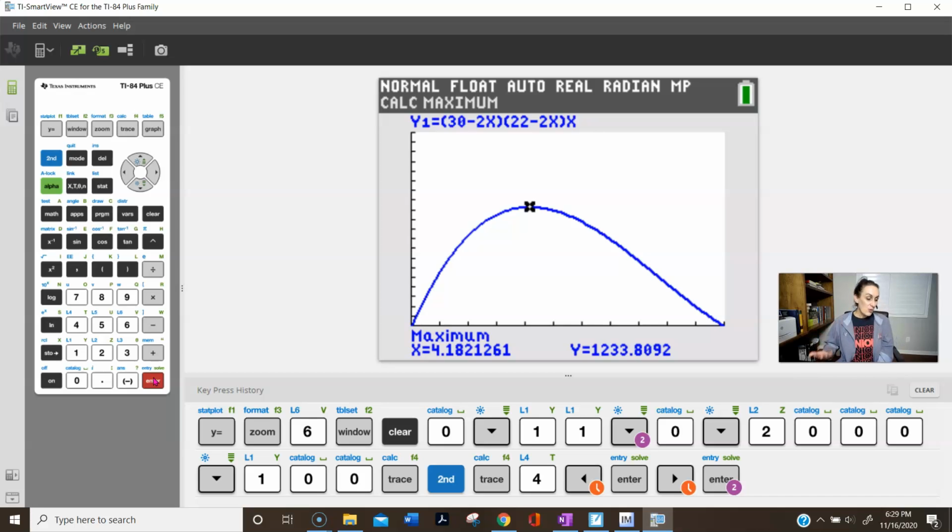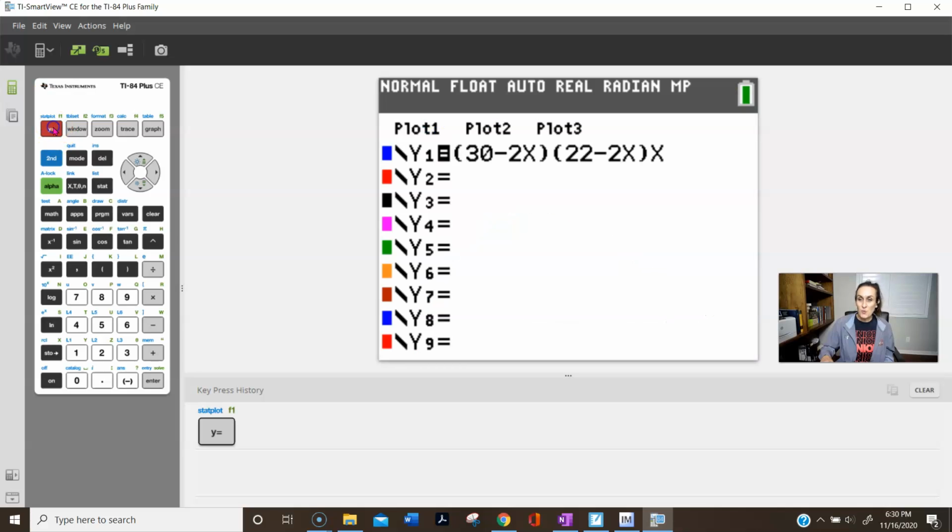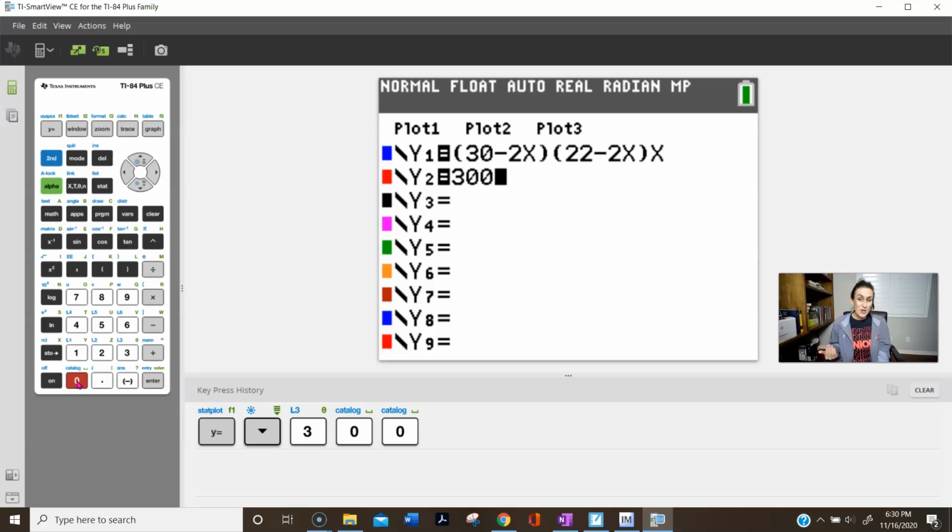Okay, well, the question in our notes asks us what size squares would we need to cut to get a volume of 300? So I'm going to go ahead and clear my history because it's getting kind of messy down there. And then I'm going to go back to y equals, and all I'm going to do is go to y2, and I'm going to put in 300. And I really like my window because I know it includes 300. That line might be kind of low, but I think that I'll still see it.